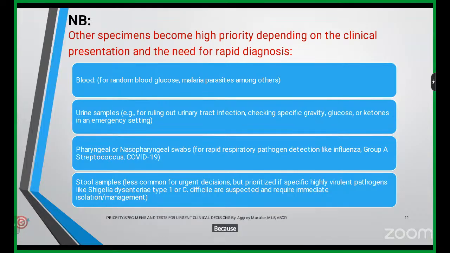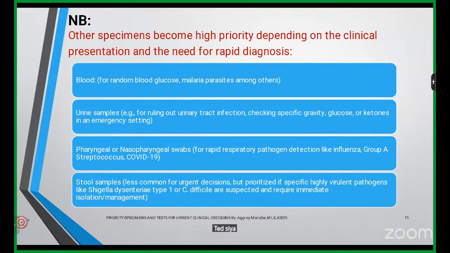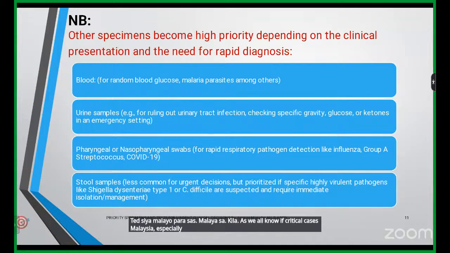Because you give a wrong prescription in a wrong range of blood glucose, you are killing the patient. So urgent resources are needed here. Malaria parasites, malaria is a killer, as we all know. If critical cases of malaria, especially high parasitemic cases, are not handled with care, there is a risk of losing patients.